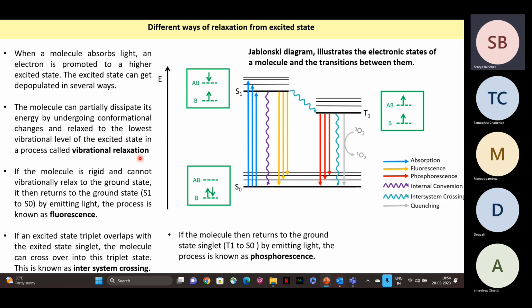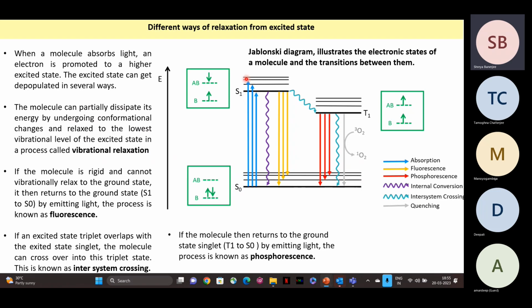This is called vibrational relaxation. Suppose these bold black lines are the lowest vibrational levels. These four lines together form one electronic level, and within an electronic level there are several vibrational levels. This is the S0 electronic level, and in this there are four vibrational levels. This is the S1 electronic level, and in this there are also four vibrational levels. From S0, it can go to any of the vibrational levels of S1.